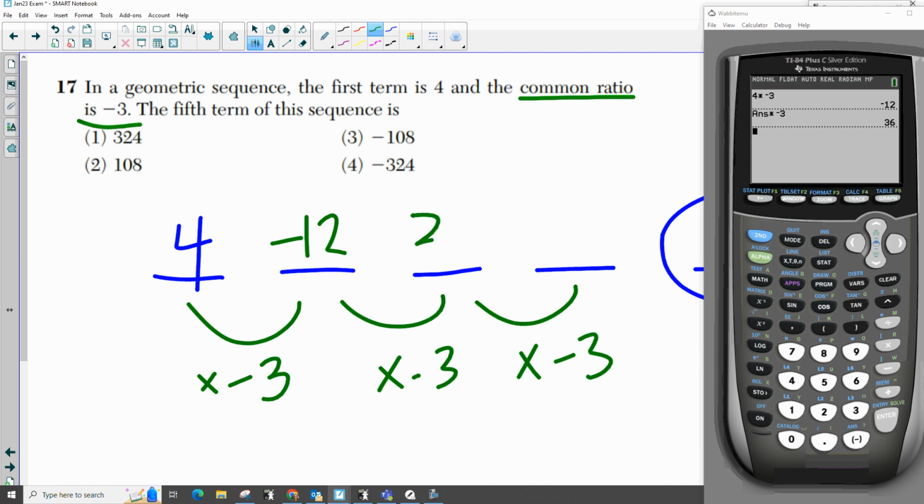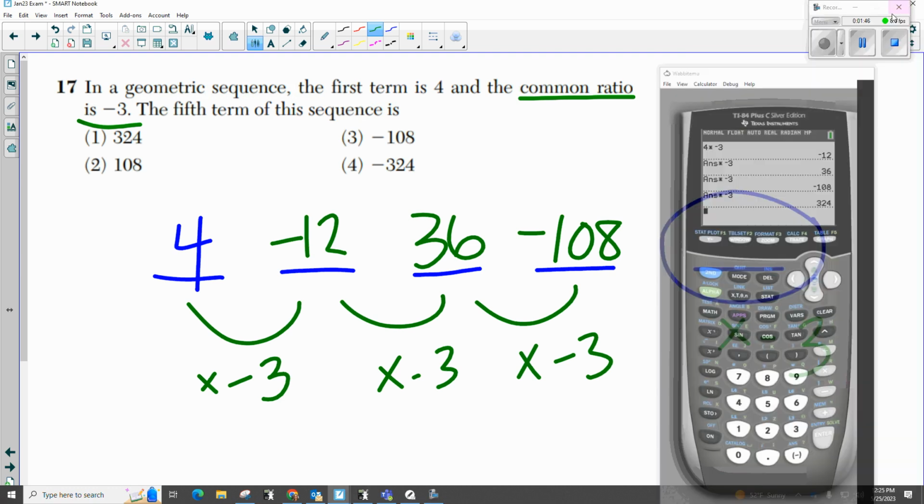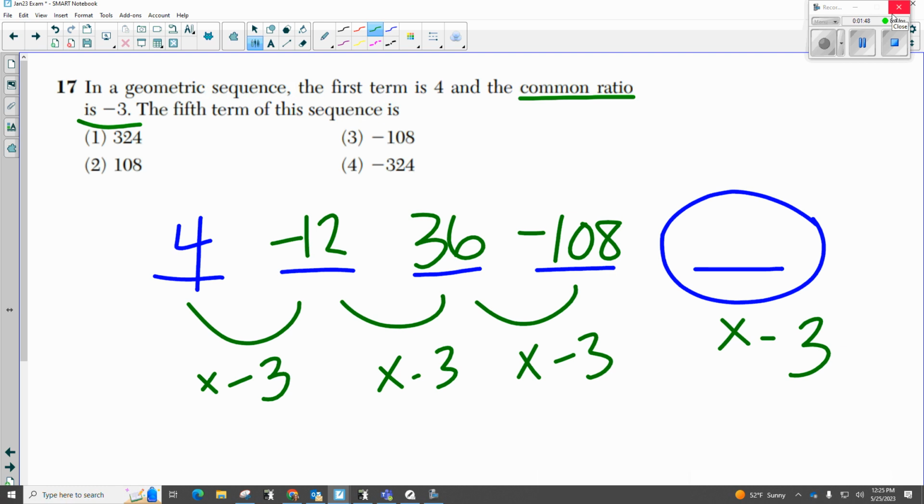Okay, and notice since we're multiplying by a negative, a positive times a negative, like +4 times -3 was -12. But now -12 times -3 gives us +36. So it's going to keep switching back and forth like that. Now we have a -1 again. So we have -108. And then that's the fourth term. And then one more time will be our answer. 324 is the fifth term.